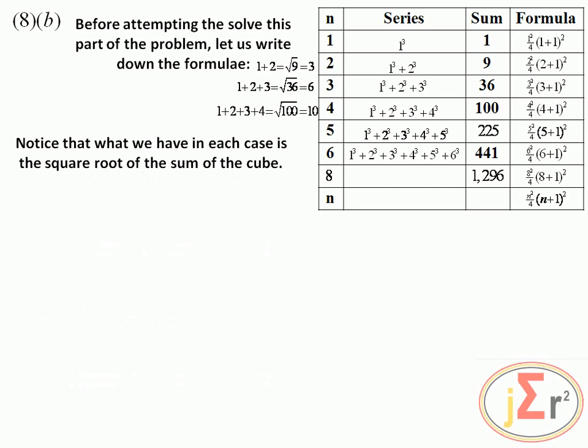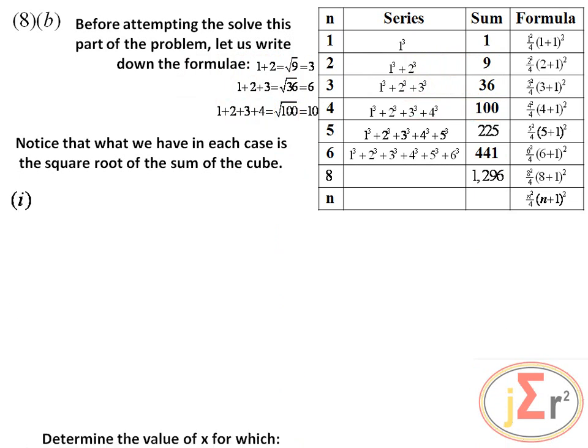Notice that what we have in each case is the square root of the sum of cubes. So when we add the cubes, we get 9. The square root of 9 is 3. When we add the cubes, we get 36. The square root of 36 is 6. When we sum the cubes, we get 100. The square root of 100 is 10.